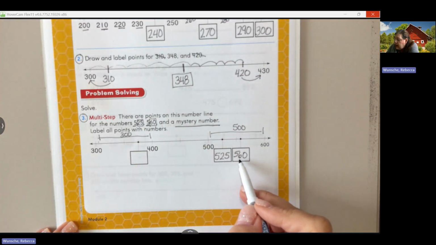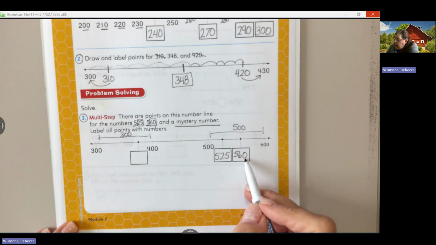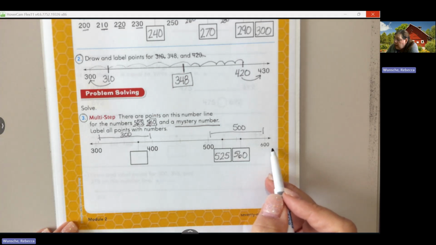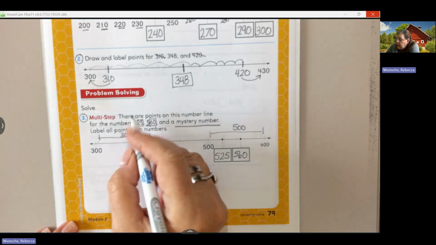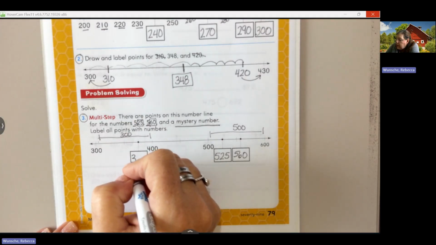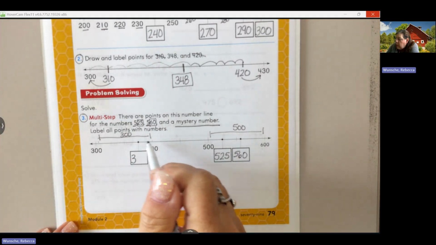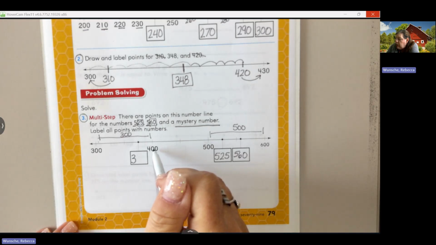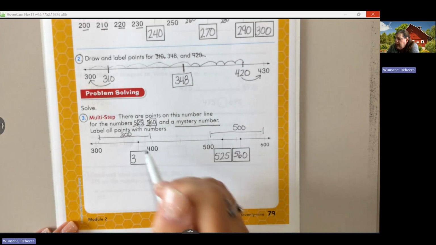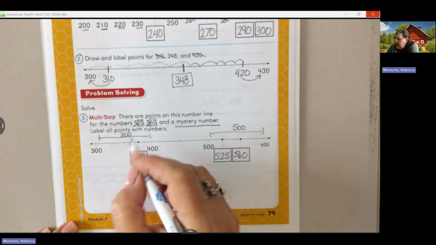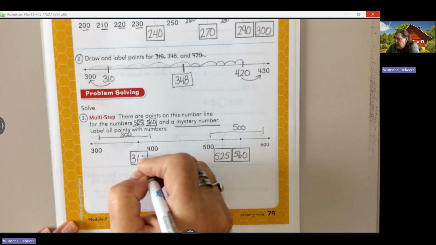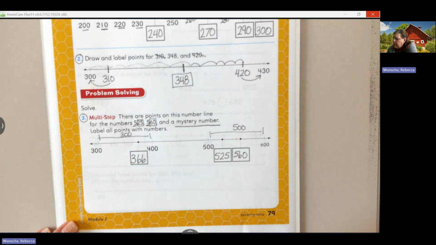Well, look what I had down here. I had 560 that was closer to 600. So I'm going to need a number with a 300 on it, but I'm going to have to think about what number I want that's closer to 400. I think I like 366. So let's see if that will fit.